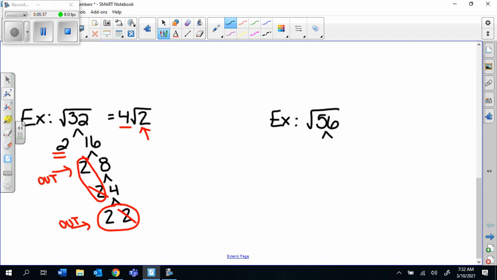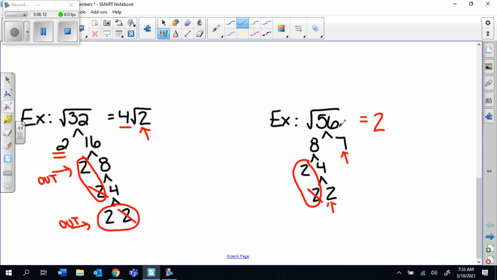56 is 8 times 7. 8 is, and there's other ways to do that as well, 8 is 2 times 4. 4 is 2 times 2. And of course, it doesn't really matter which pair of 2's you circle. You're circling a pair. So one guy cancels. This 2 doesn't have a buddy. That 7 doesn't have a buddy. So this 2 comes out.